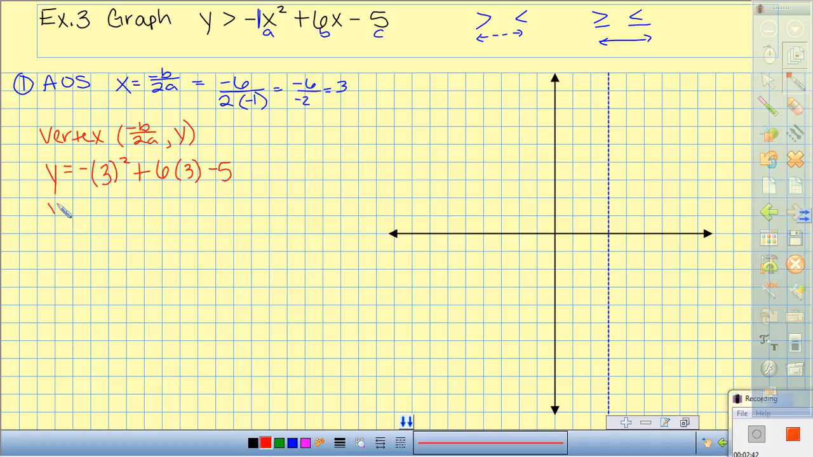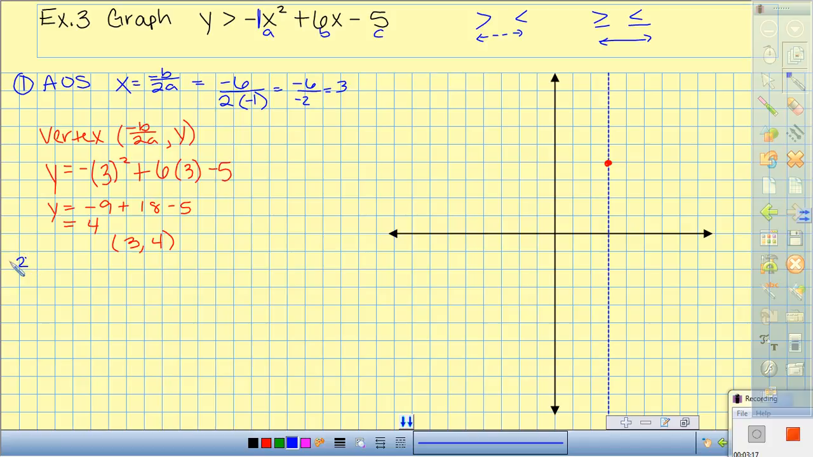And then we follow PEMDAS. Y is 3 squared is 9, but the opposite of 9 is negative 9, plus 6 times 3 is 18 minus 5. And then again, just follow your PEMDAS. Negative 9 plus 18, that's 9, minus 5 is 4. So now I know that my x-coordinate was 3, and my y is 4, so my vertex is 3, 4. So over 3, here we are, 1, 2, 3, 4. There's my vertex. Now I need to find 2 other points.